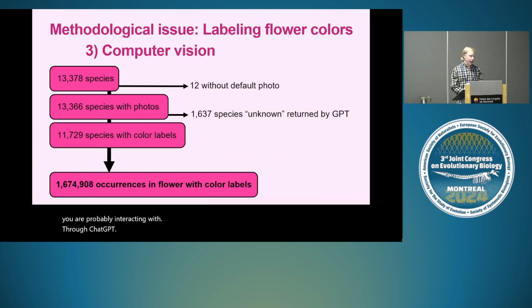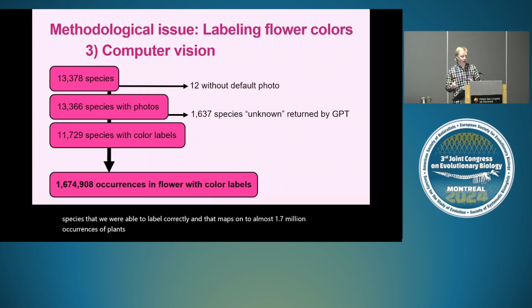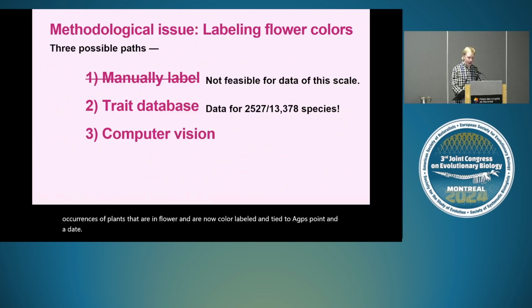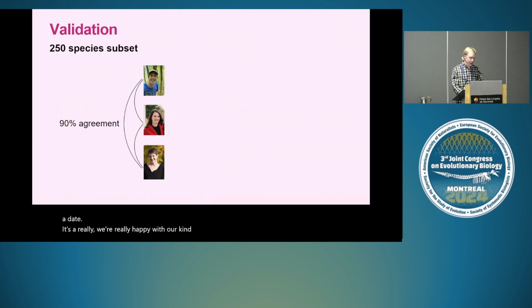And so we had a lot of success with building a complete data set this way. We start with over 13,000 species, and after doing this color labeling protocol, we end up with just under 12,000 species that we were able to label correctly. And that maps onto almost 1.7 million occurrences of plants that are in flower and are now color labeled and tied to a GPS point and a date. So we're really happy with our species coverage here.